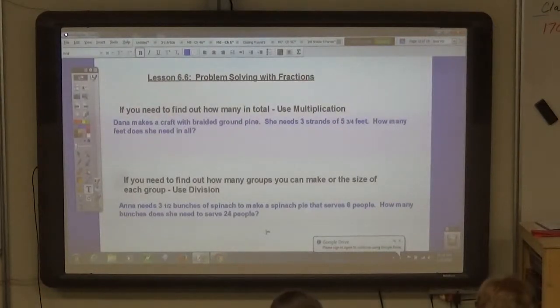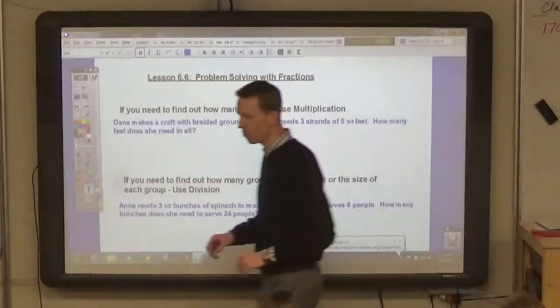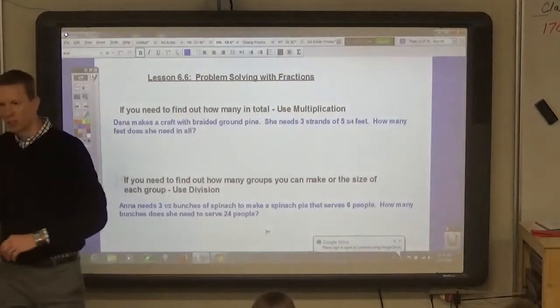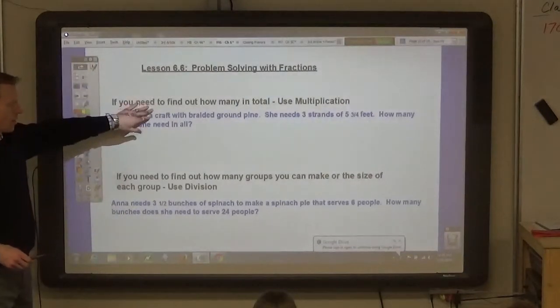Okay, sixth graders, we're going to talk about how to do some problem solving with fractions and what some of the words mean and how to model some of the questions so you can figure them out more easily. Okay? So let's first of all start with when you're given any question like this.